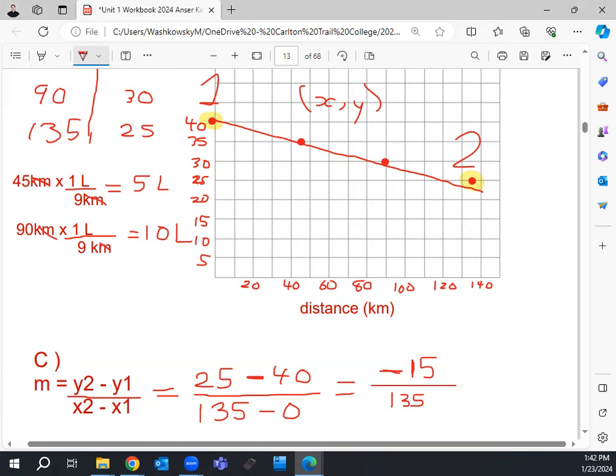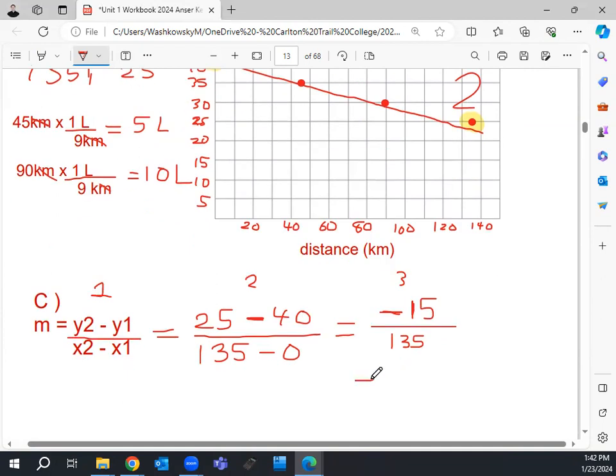But that's not done, right? So step 1 was, do I have my formula? Yes. Step 2, I'll actually write the 1, 2, and 3 here. Just like what we figured out yesterday, step 1, what's my formula? Step 2, substitute your values. Step 3, I now need to simplify this. Your calculator can do that for you here.